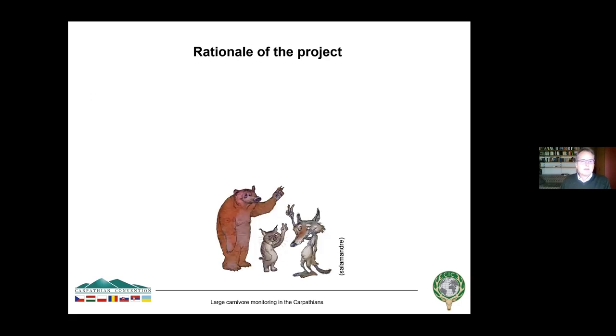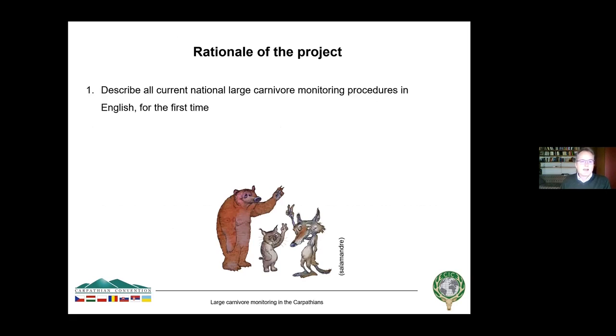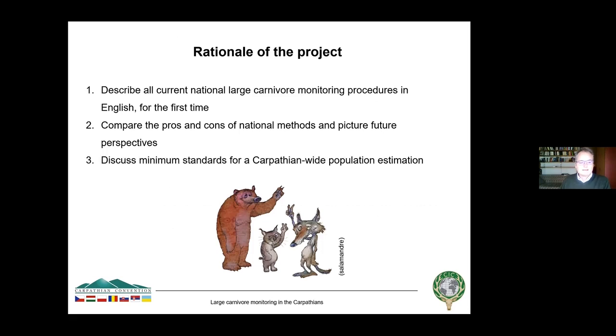So the rationale of the project, which I would like to present in short, is to describe all current national large carnivore monitoring procedures in English for the first time, compare the pros and cons of national methods and picture future perspectives, and discuss minimum standards for Carpathian-wide population estimation.